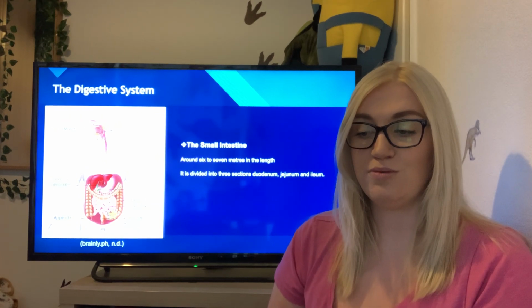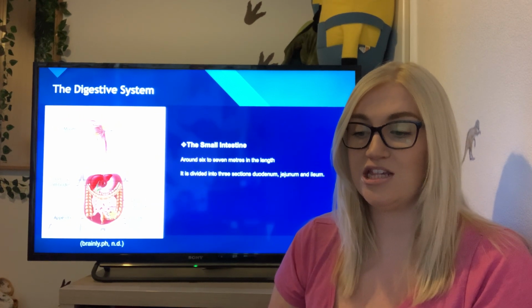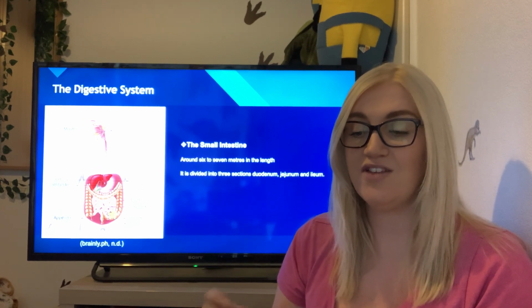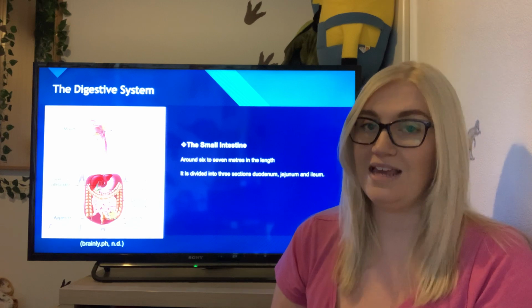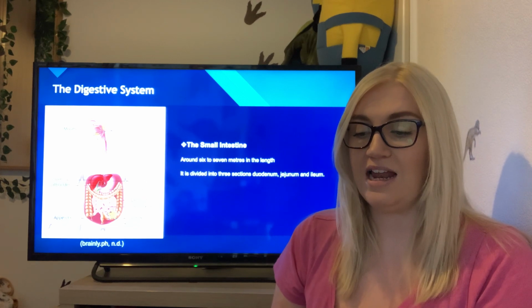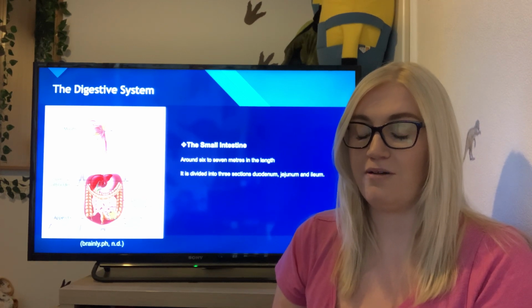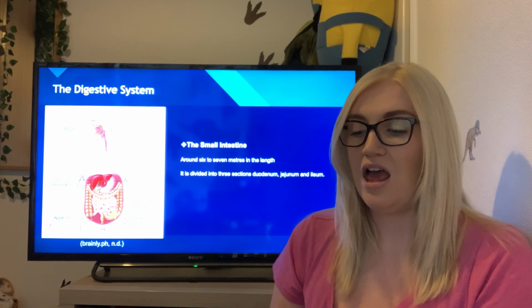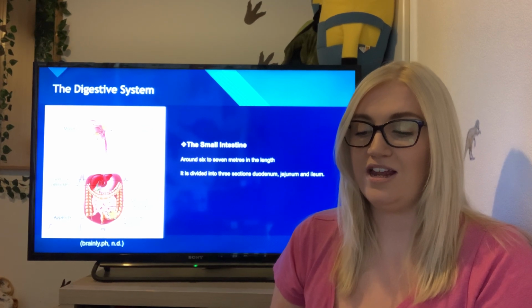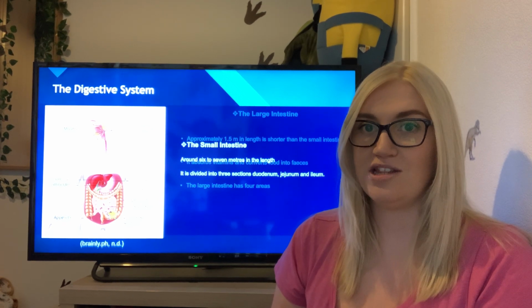Most of the digestion and absorption happens in the small intestine. It's around 6 to 7 metres in length, and it's divided into 3 sections: the duodenum, the jejunum and the ileum. The chyme becomes alkaline in the duodenum and is moved along by the peristalsis. This is combined with the pancreatic and intestinal juices until the process is complete. Nutrients are then absorbed through the walls of the villi, and the excess continues to the large intestine.